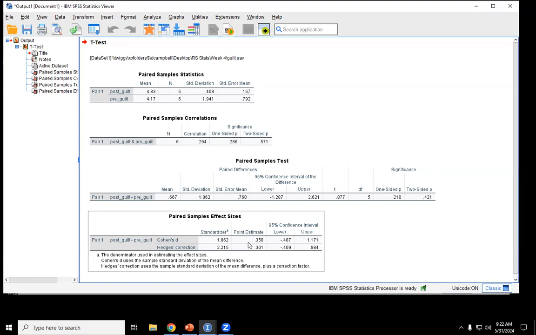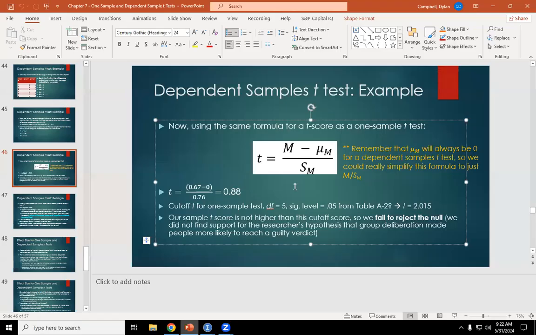And then if you want the effect size, this Cohen's d effect size is just telling us how many standard deviation units apart the two means are. We get that information here under point estimate, which is the main thing you want to be looking at. So what is our Cohen's d in this case? 0.36 with rounding.